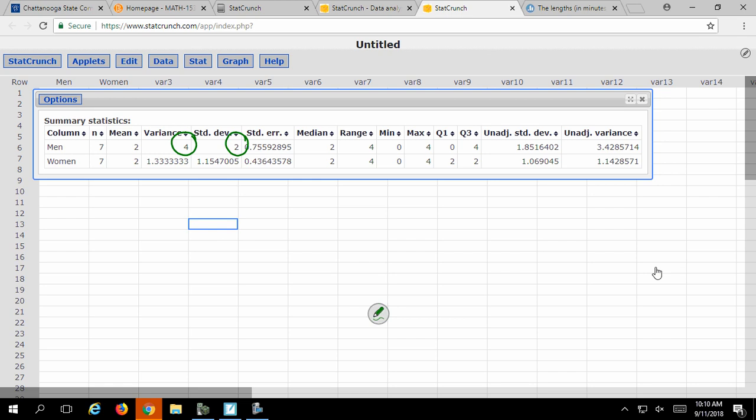If we treat it like a population, though, the unadjusted standard deviation will be the correct standard deviation, so it will be a little bit less, 1.85, and then the variance is the unadjusted variance if you're treating it like a population. Now, our example was a sample, but if you treat it like a population, you're going to use the unadjusted versions in StatCrunch. And then we have the same for the women responses, and you can see they're both smaller because that data was closer to 2, which was the mean.